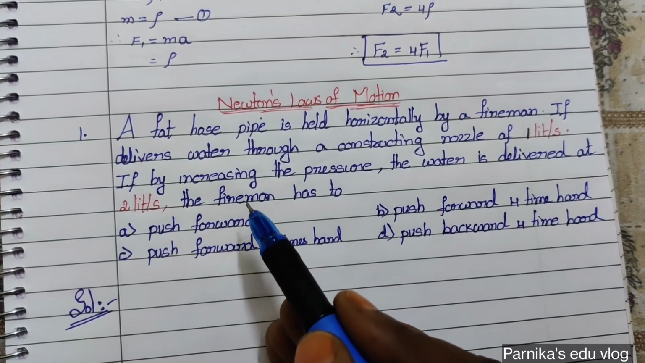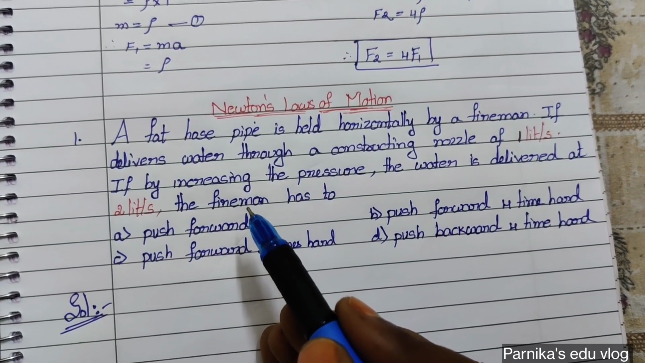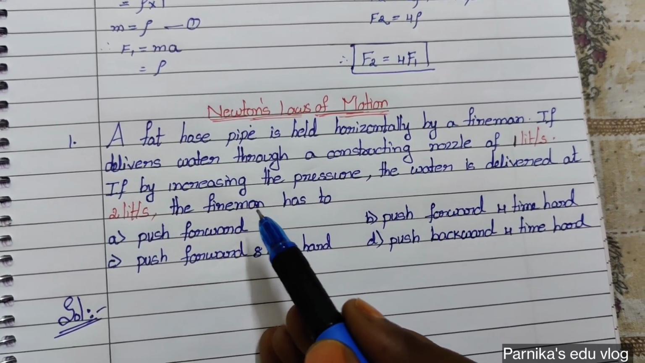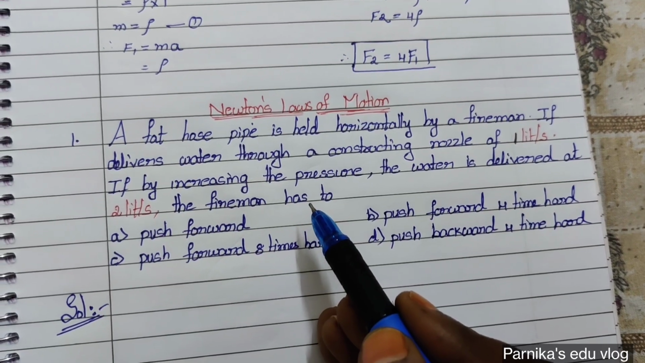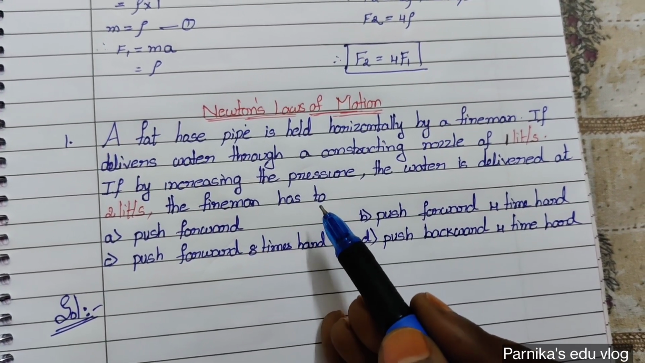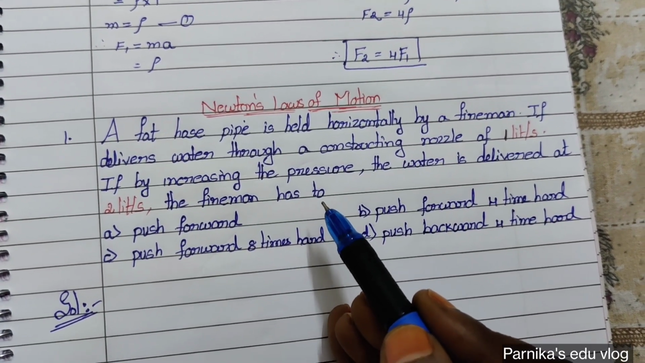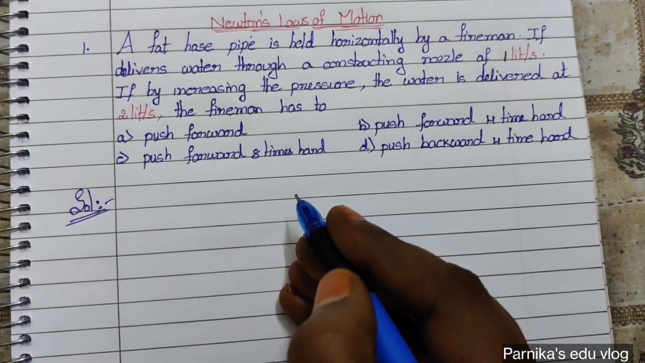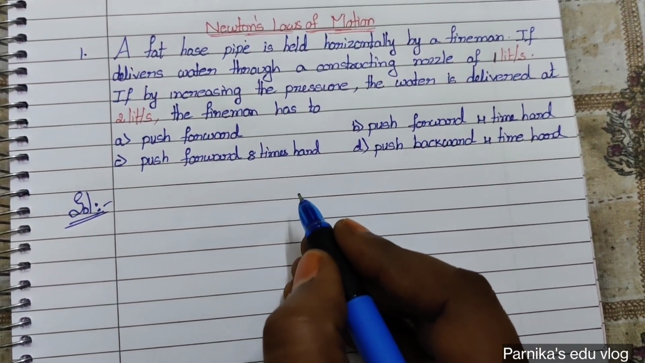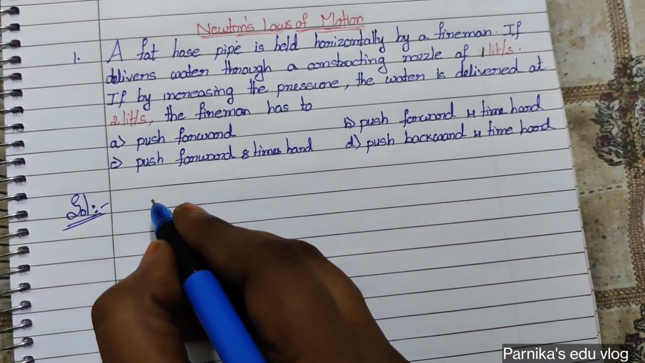Then how much force has to be applied by the fireman to hold the hose pipe? That is the question. They are asking how much force the fireman has to hold. So from the question explanation, what do you understand? They are asking to find out what? Force. So I will first write the force formula.